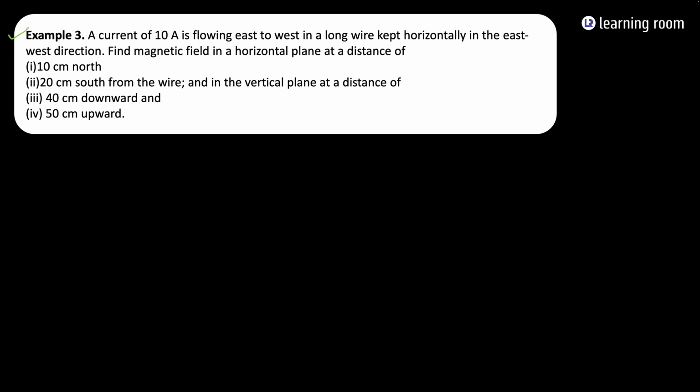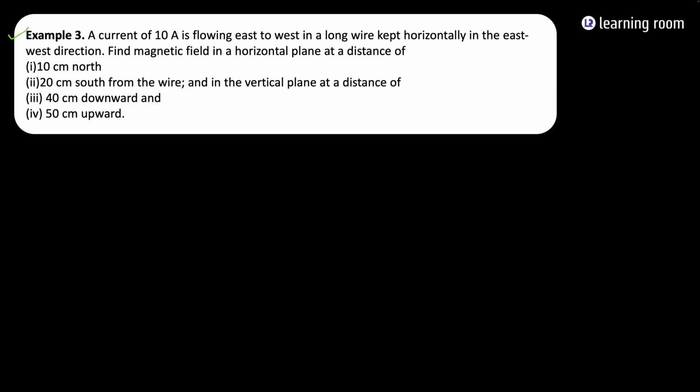So let's look at this question. A current of 10 ampere is flowing east to west in a long wire kept horizontally in the east-west direction. Find the magnetic field in the horizontal plane at a distance 10 centimeter north, 20 centimeter north from the wire, and in the vertical plane at a distance of 40 centimeter downward and 40 centimeter upward. So this is a problem where you need to be very careful.